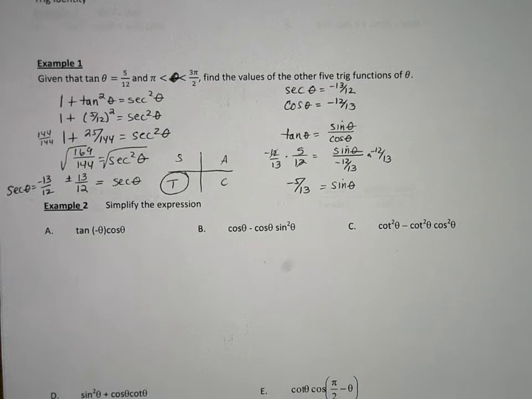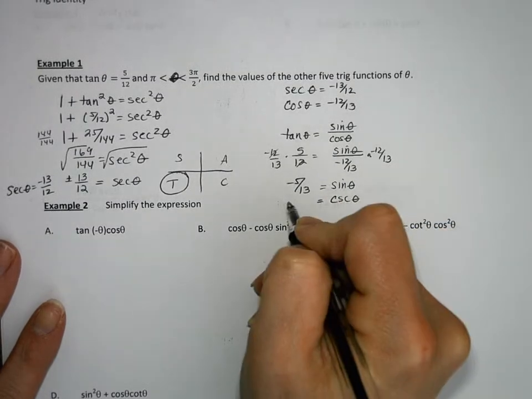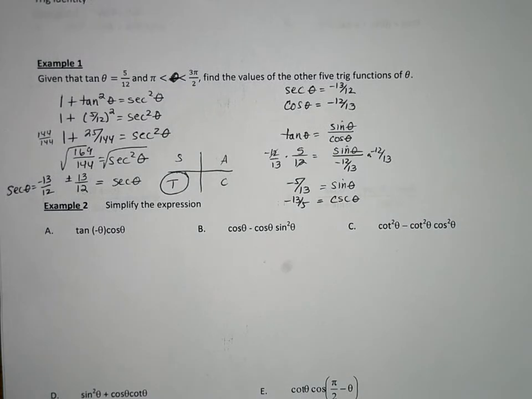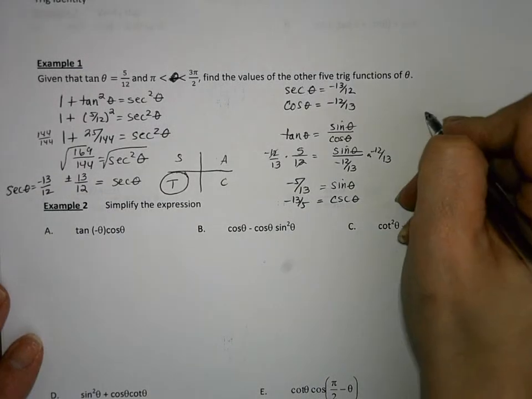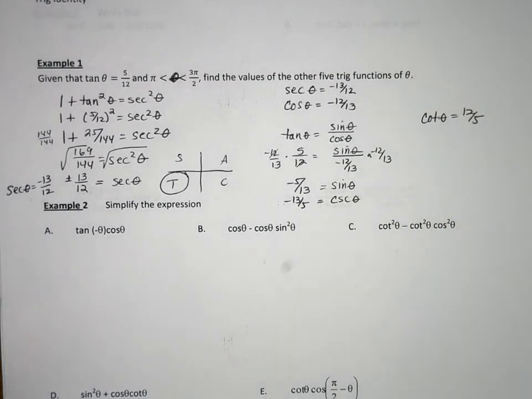Which other one do I know then? Who's buddies with sine? Cosecant, all right. What is cosecant going to be? Negative 13/5. Okay, so I got sine at negative 5/13, cosecant negative 13/5, cosine negative 12/13, secant negative 13/12, tangent is 5/12. I have 5 of them right now. Which one am I missing? All right, what is cotangent? Yep, reciprocal of tangent, so it's got to be 12/5.